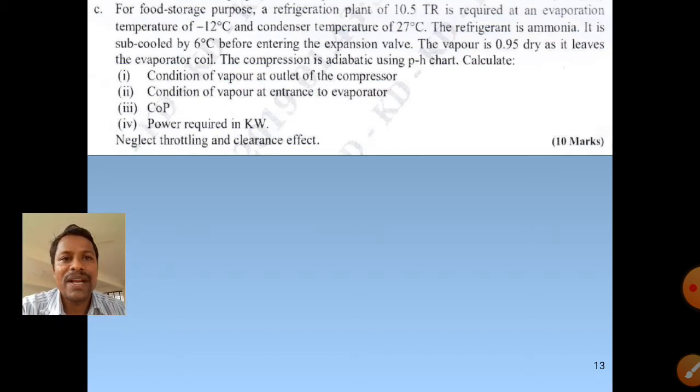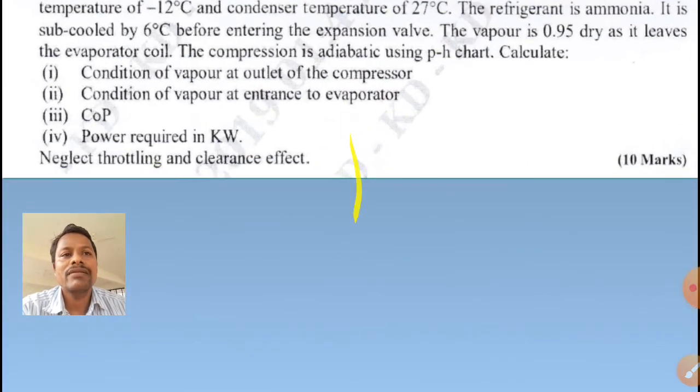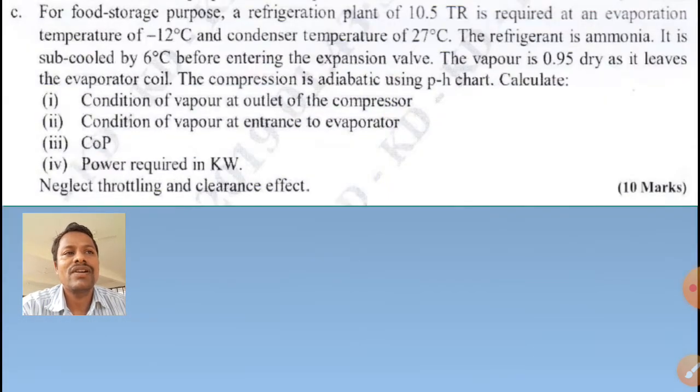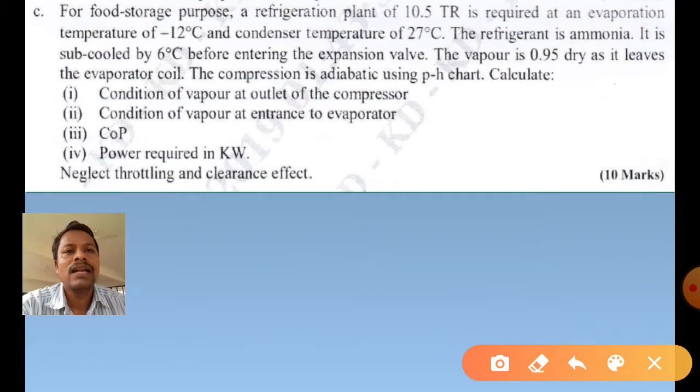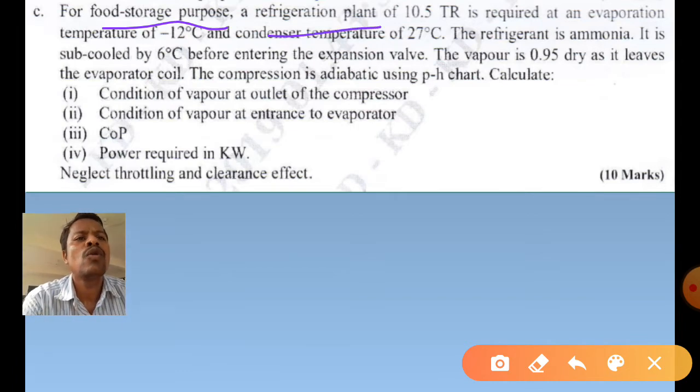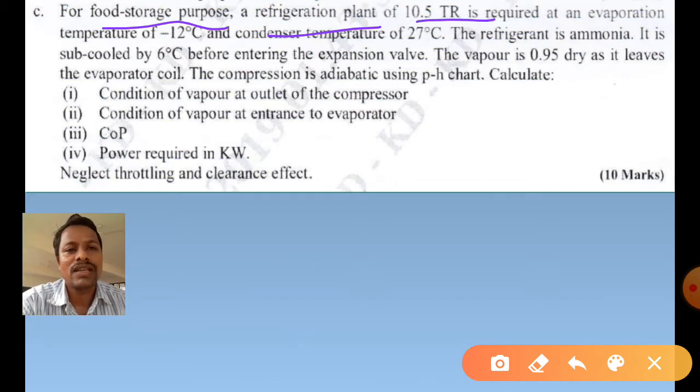That is obtaining the COP from using pH charts. Now here we have the problem statement. First let's read the problem statement and understand the given data. Here we have a food storage refrigerator, or you can say refrigeration plant, whose capacity is 10.5 tons of refrigeration. Means the refrigerator capacity is 10.5 tons of refrigeration.